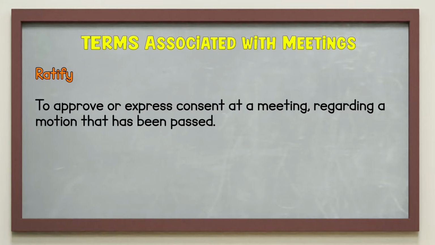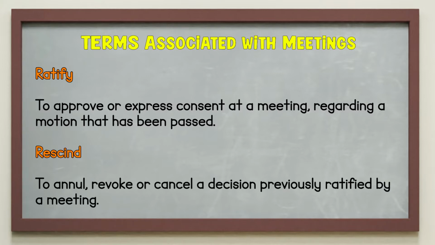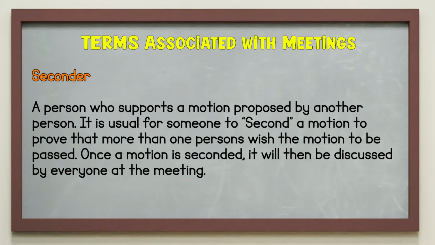Ratify. This is to approve or express consent at a meeting regarding a motion that has been passed. Rescind. This is to annul, revoke, or cancel a decision previously ratified by a meeting. Seconder. A person who supports a motion proposed by another person. It is usual for someone to second a motion to prove that more than one person wishes that the motion is passed. Once a motion is seconded, it will then be discussed by everyone at the meeting.